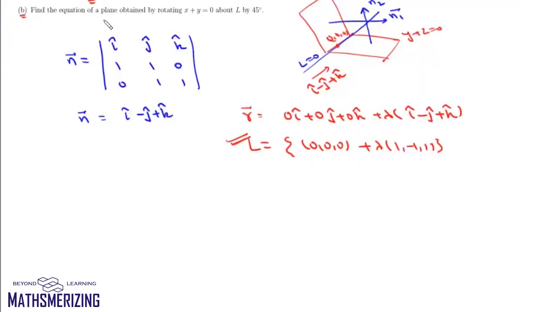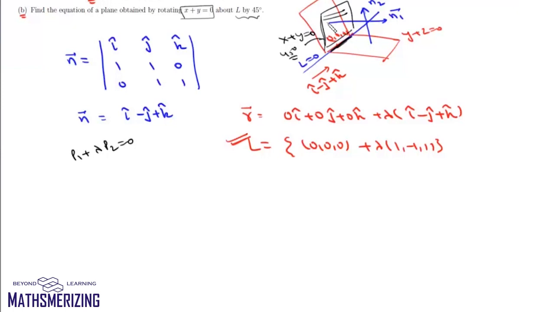Now part B is we need to find the equation of a plane obtained by rotating x plus y equals 0 about L by 45 degrees. So we have this plane, which is x plus y equals 0, and we rotate this plane by an angle of 45 degrees. Now we know that the equation of a plane passing through the line of intersection of two given planes is given by P1 plus λP2 equals 0.